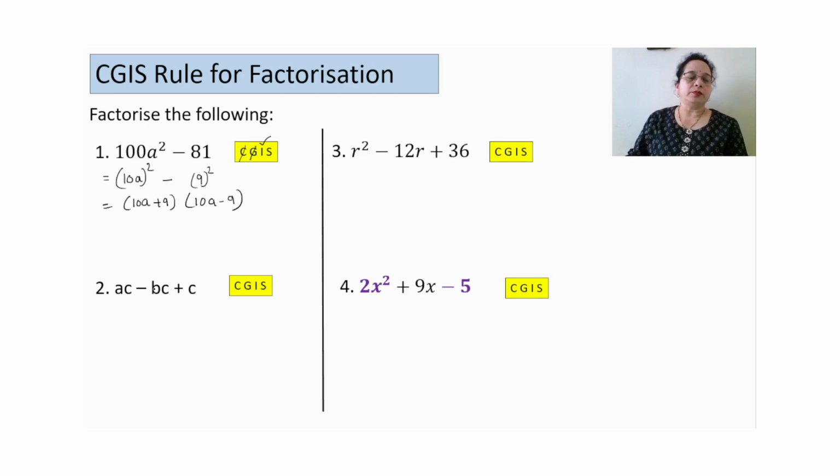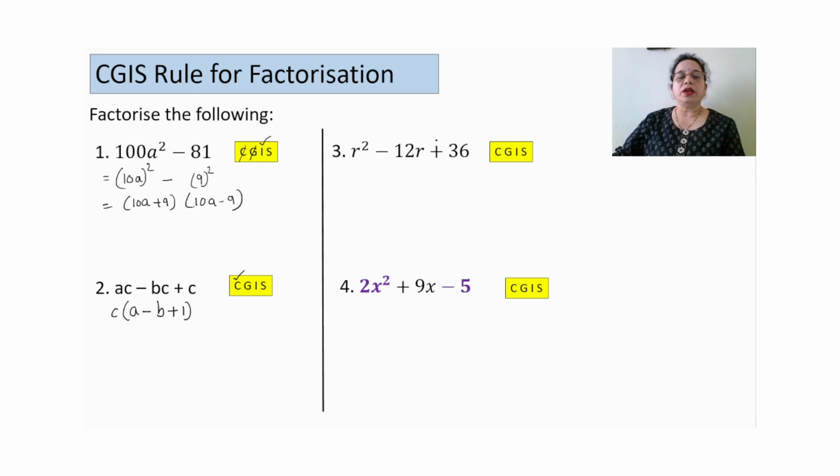Come for the second sum. Again, first one is common. Can we take common? Yes, we can take C as a common. So take C common. What is left inside the bracket? A minus B. And since we have already taken C common, what is left over here? 1. So this is the answer.